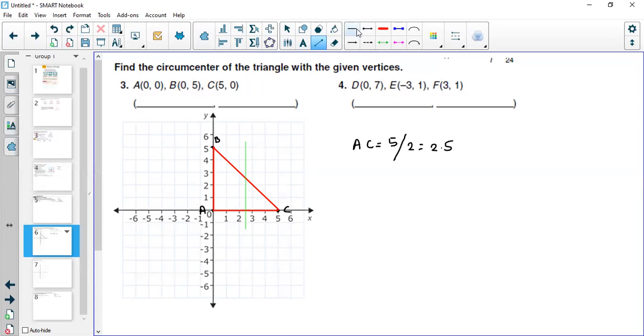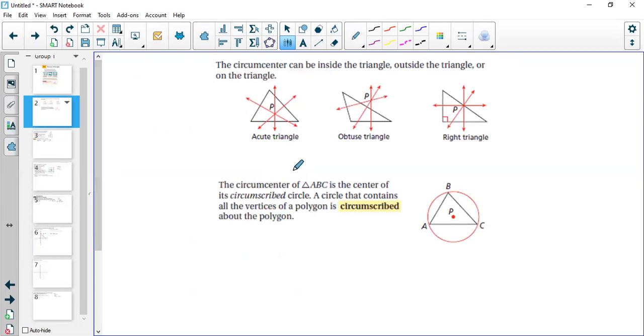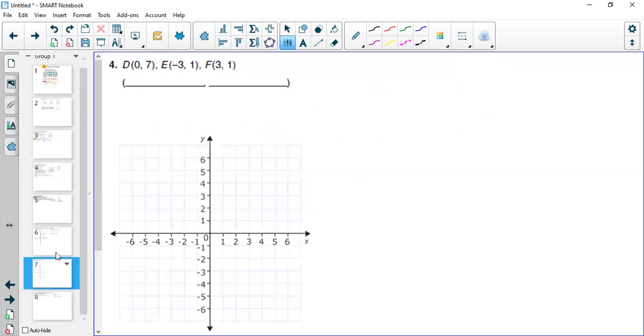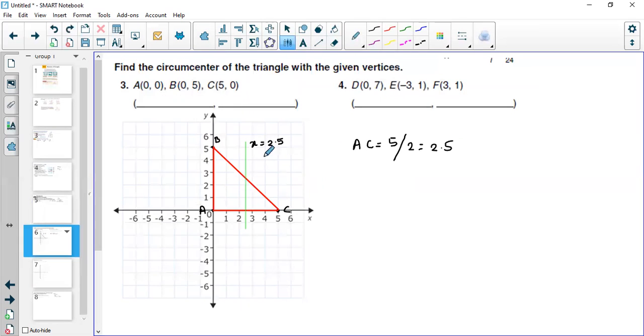Okay, so this is your first line, this is the first perpendicular bisector. So what is the equation for this line? The equation for this line is going to be x is equal to 2.5. Now you can see that it is a right triangle. So I already said before I started the lesson, the circumcenter of a right triangle is going to be on the hypotenuse side. So you need to know before you start where the circumcenter is going to be. This is a right triangle, so that's going to be on the hypotenuse.